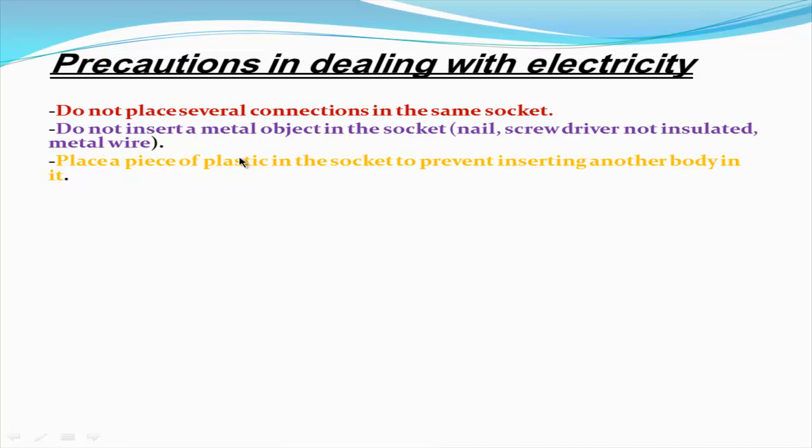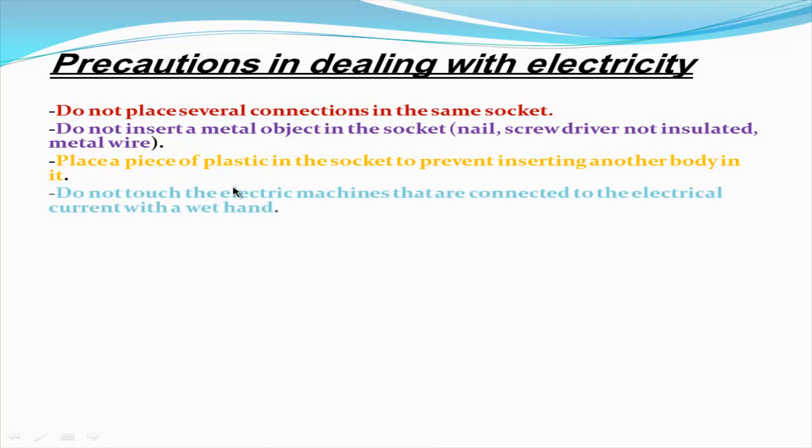Place a piece of plastic in the socket to prevent inserting another body in it, to prevent children from causing electric dangers. Don't touch the electric machines that are connected to electrical current with a wet hand. Don't touch electricity with a wet hand.